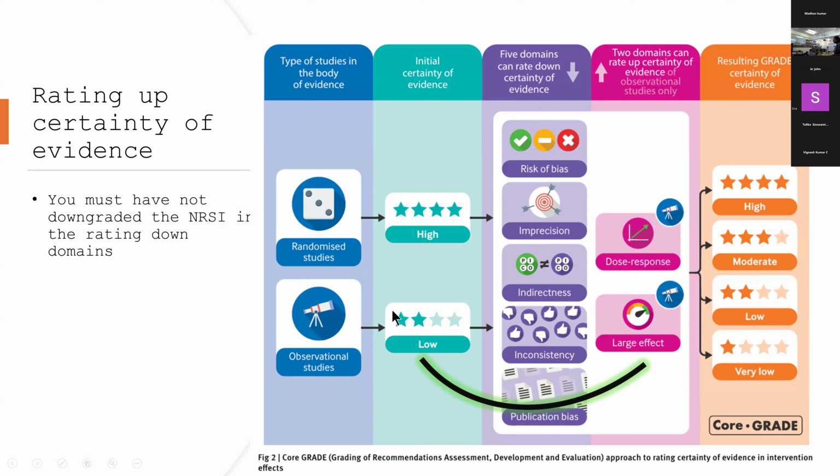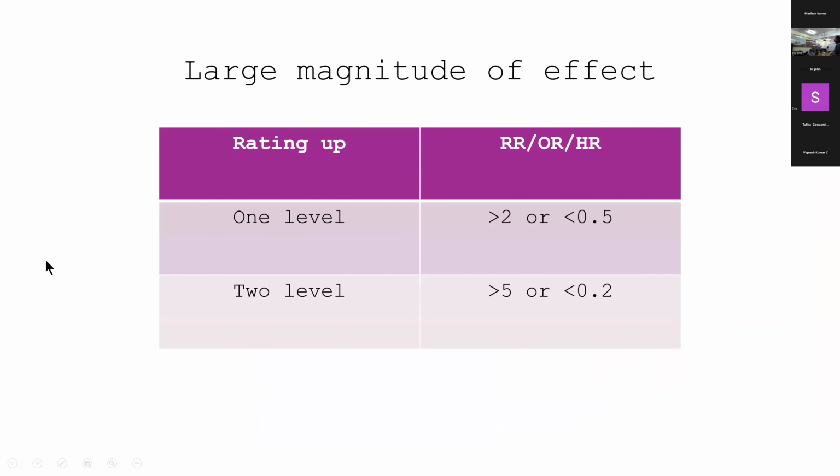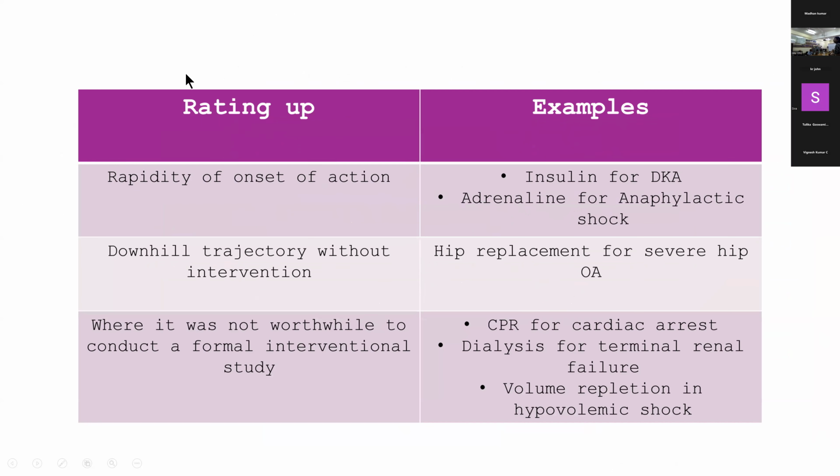First, we actually upgrade evidence only for observational studies and not for randomized studies. The next thing is, to upgrade for observational studies, you must make sure that they have first not been downgraded. Only if none of the studies were downgraded can you actually upgrade. The first one is, if you have a large magnitude of effect. For example, if your RR or odds ratio is more than 2 or less than 0.5, you can rate up by 1 level. If it's more than 5 or less than 0.2, you can rate up by 2 levels.